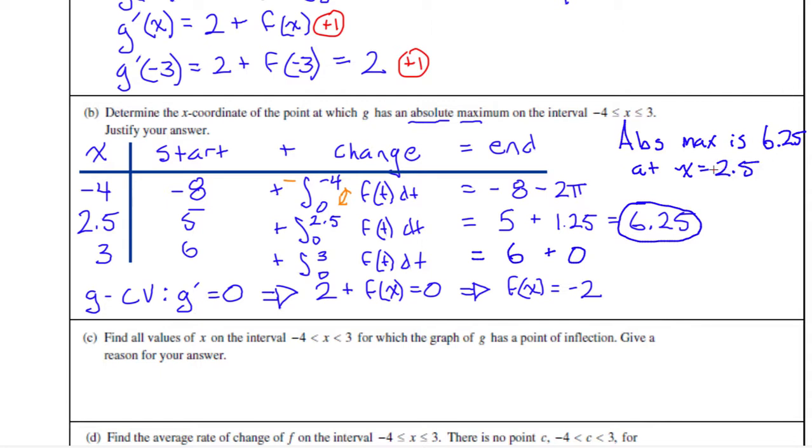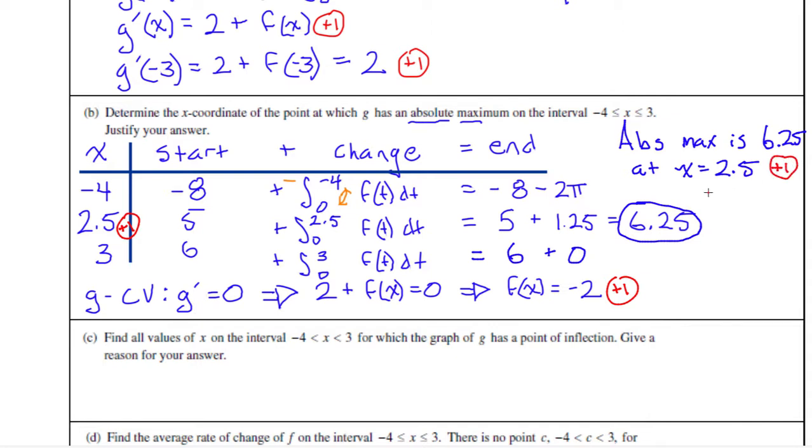Scoring yourself, you got 1 point if you did some work like this where you got the CV at -2. So generally, if you don't even have to get -2, you just have to set g prime equal to 0 and start setting this up. So if you did any of the work where you set g prime equal to 0, give yourself a point. Your next point comes from 2.5. If you got 2.5 as a candidate, give yourself a point. And then finally, you need to actually have the answer. So absolute max is 6.25 at x equals 2.5.